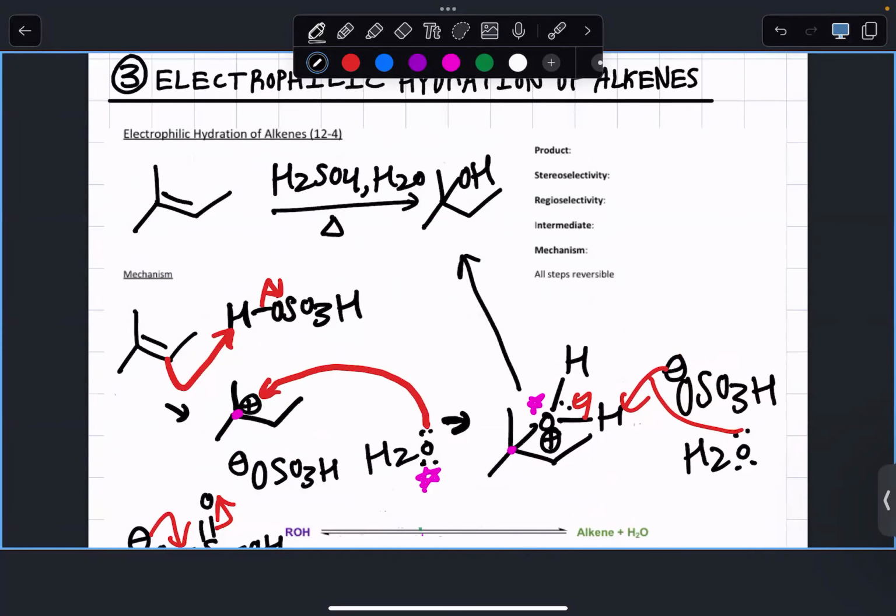So for this reaction, the product is going to be an alcohol. For stereoselectivity, there's none. There's no syn addition or anti-addition because of the carbocation intermediate. That carbocation intermediate here is flat and planar, which is why when the water attacks, it can attack on the top side or the bottom side, giving no stereoselectivity because the reaction doesn't prefer that water to attack on the top side or bottom side, right? It could do both ways, which is why it's not selective.